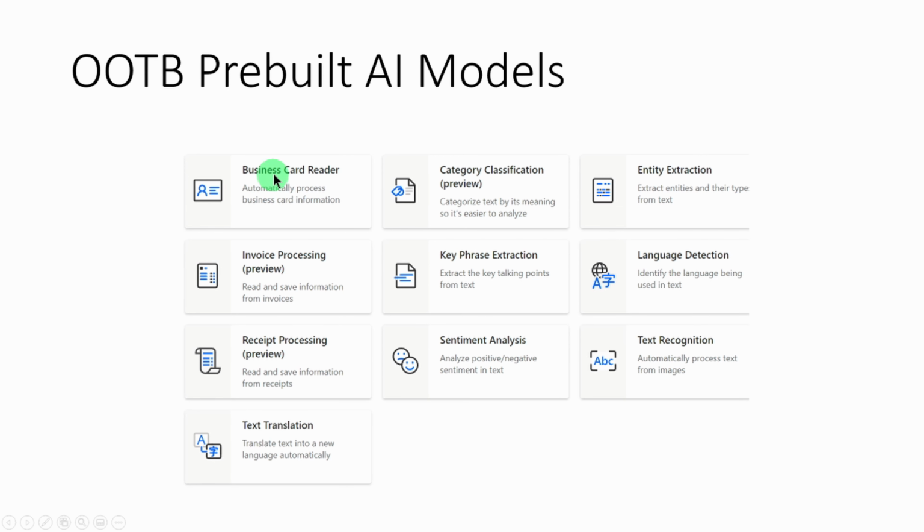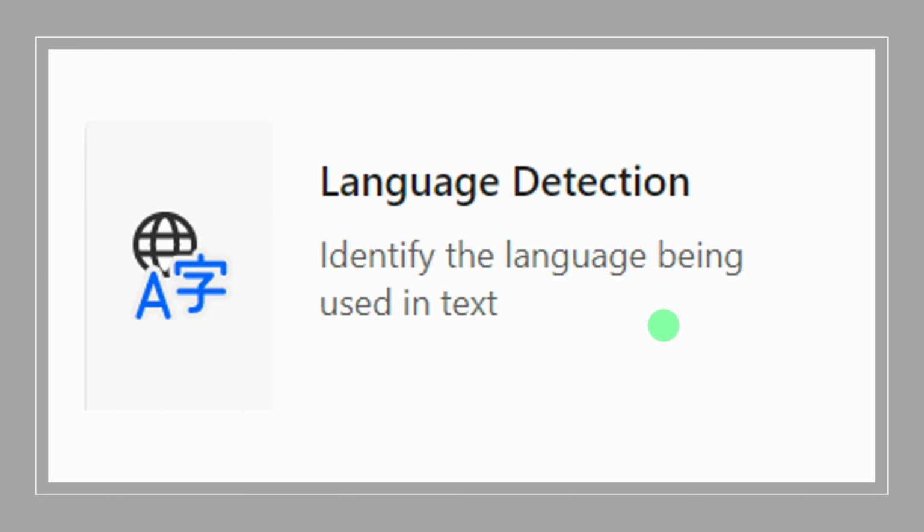During this session, we will skip business card reader, invoice processing, and receipt processing. I have a separate video on that. Links are available in the description box. But the rest of the models we are going to cover throughout this session. So let's get started with our first pre-built AI model, that is language detection.